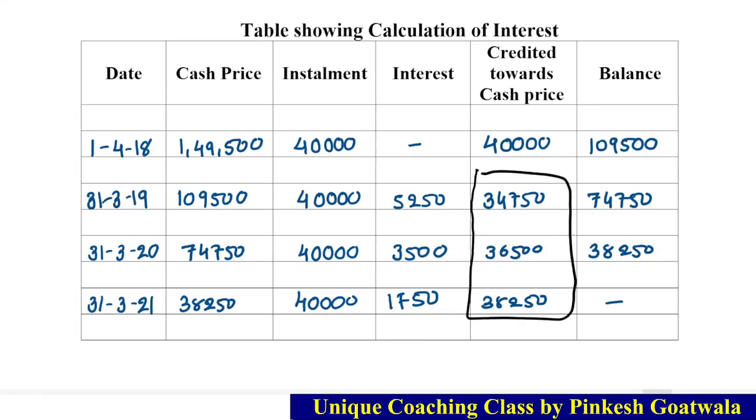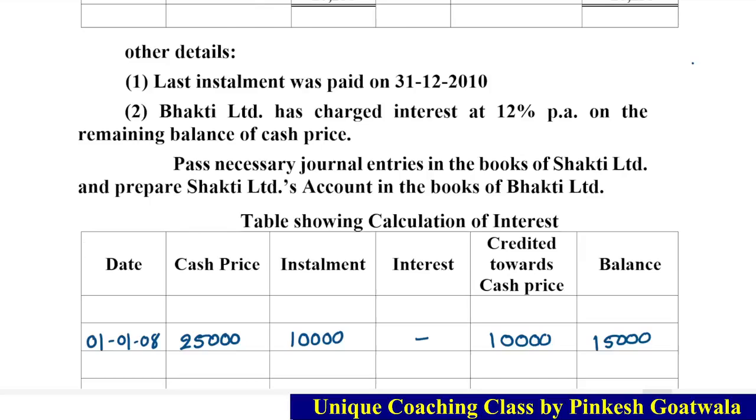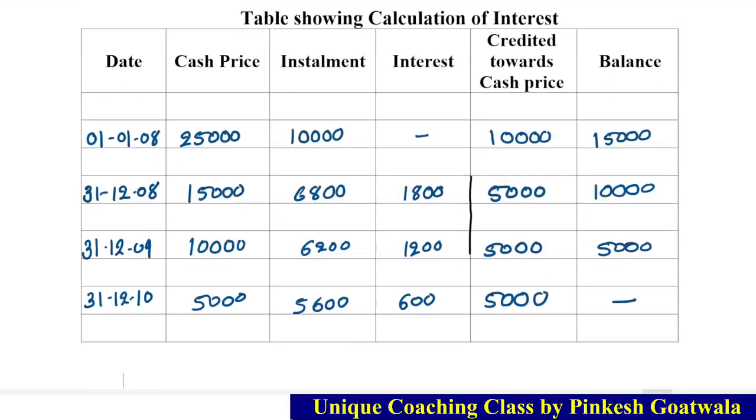The credit toward cash price. Okay, credit toward cash price. How will it be? So here you can see that the credit toward cash price is different. Okay, here 345703650382500. Okay, in all of them, how is the credit toward cash price amount? It is different in all of them. Okay, and look at this sum number 13. Here credit toward cash price, look at it, equal.